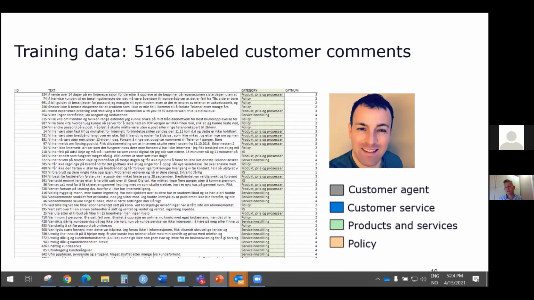So that's customer agent. Is the message about what the customer agent did? Was it a cheeky person or a very nice person or helpful, and so on? Is it about the customer service removed from the person, but more about the whole experience of getting service from us? Is it about a particular product, or is it about the policies that we have? The policies for when we send the invoice, when we ask for identification, things like that, the rules of the game that we have. So the job is then to use this data to create a model that can distinguish or classify new messages based on these categories here.